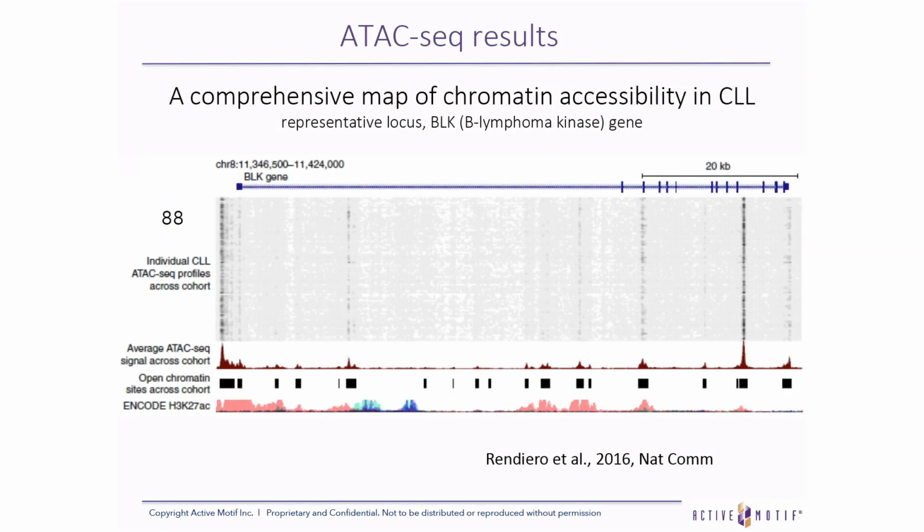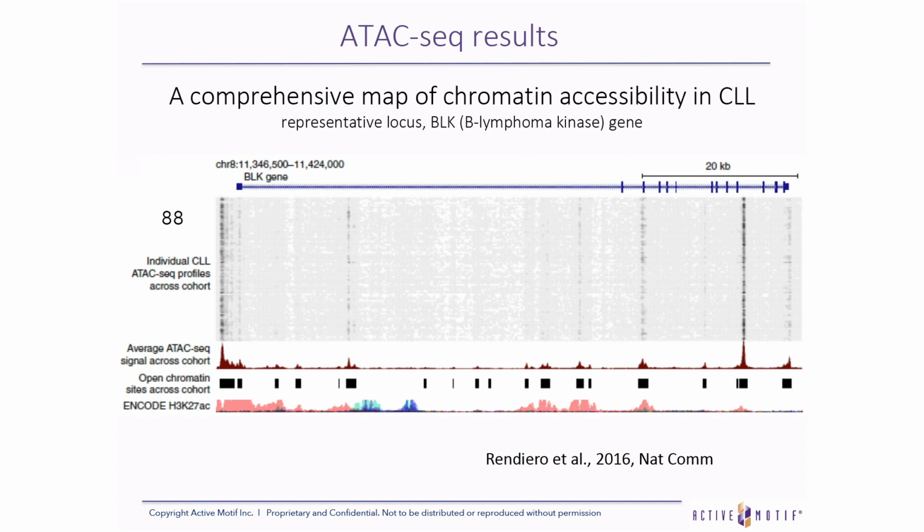So here's an example of what this ATAC-seq data might look like. Like I said before, Rendiero et al. took 88 different patient samples and performed ATAC-seq. Here's just looking at the B lymphoma kinase gene. We can see that there are several different parts of this gene that are accessible chromatin in the CLL patients.